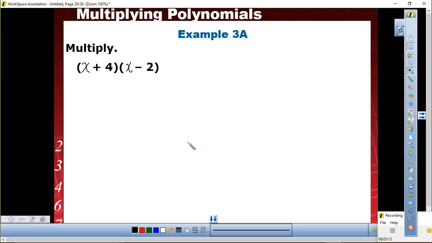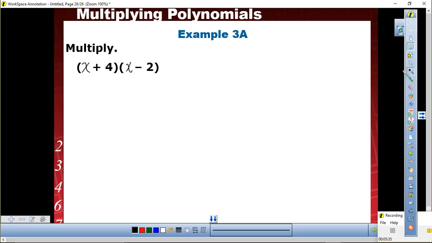All right. So just copy it. I'm going to go over this, and I'm going to show you both ways, using distributive property and using the area model. Okay? Writing utensils down, look up to the screen.